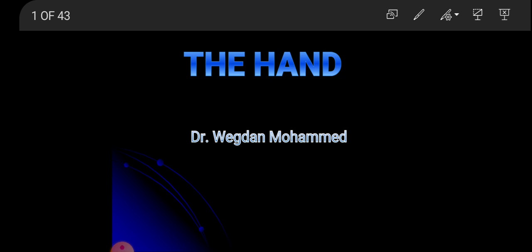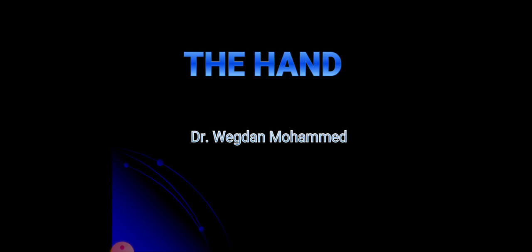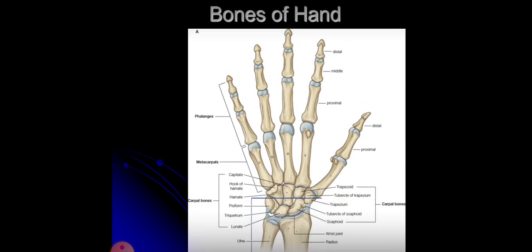We will talk about the hand. The bones of the hand are divided into carpal, metacarpal, and phalanx. Again, the carpal bones consist of 8 bones arranged in the proximal row and distal row. The proximal row has scaphoid, lunate, triquetral, and pisiform. In the distal row: trapezium, trapezoid, capitate, and hamate.